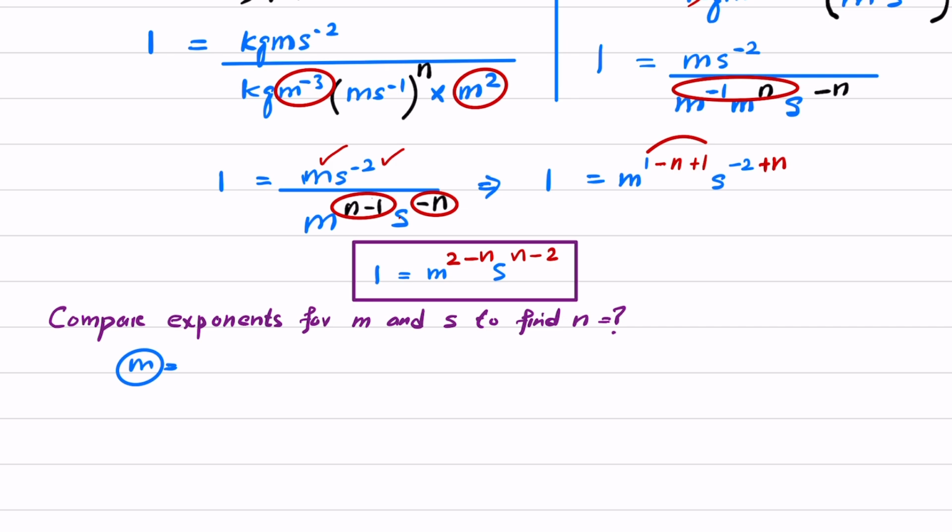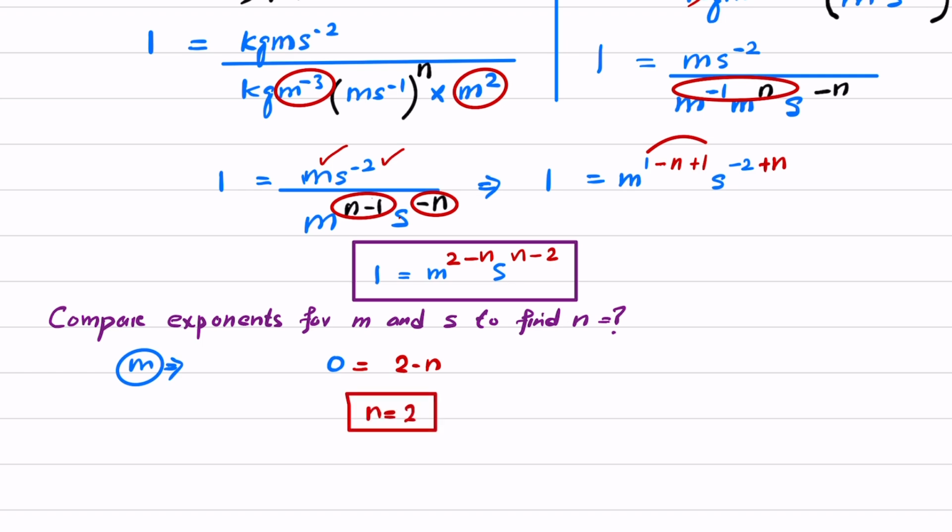Let's do it for m first. So on the right side, m power is 2 minus n. On the left side, m power is 0. To simplify, n will become what? This n will go over here, it will become plus n. So n eventually will be equal to 2. You got the value of n.